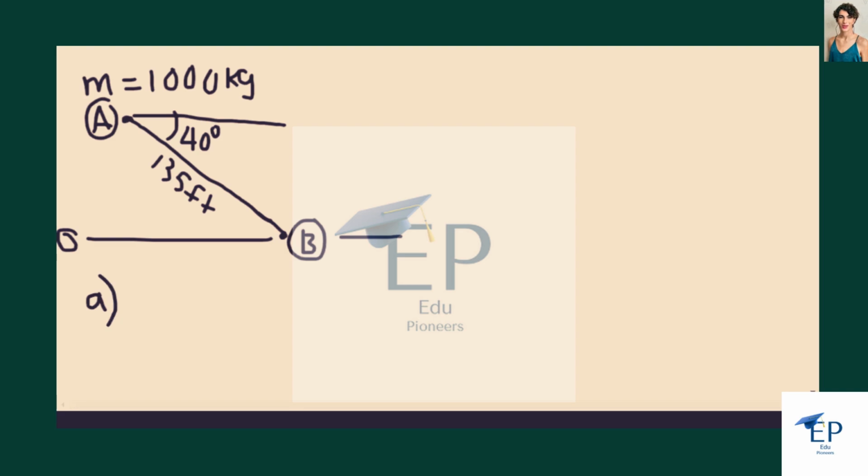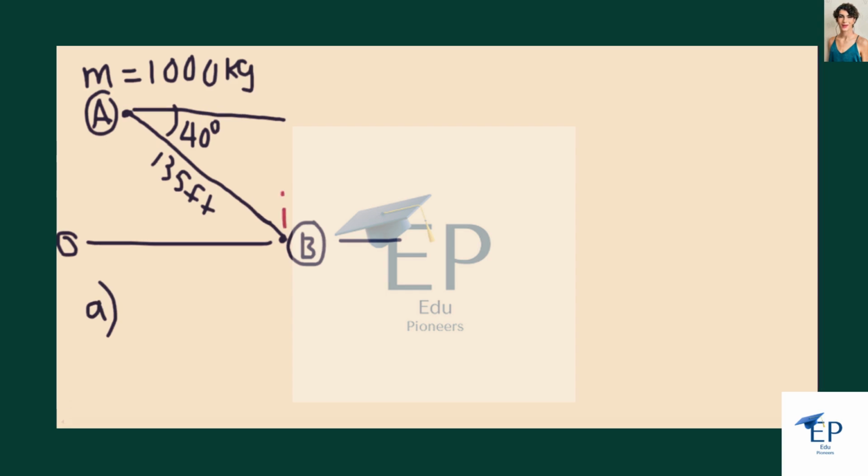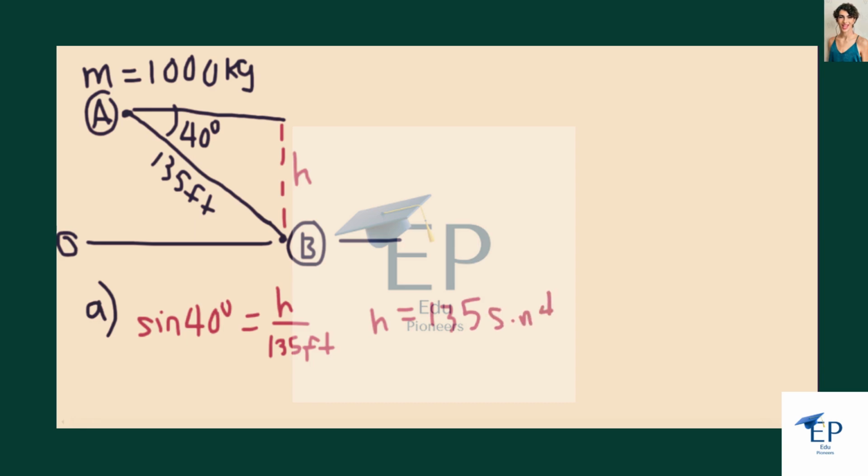All right, I drew a very simplified diagram of the situation. First thing that I want to do is find this height here. So I'm going to call that height. The sine of 40 degrees is the height over 135 feet. So the height is going to be 135 times the sine of 40 degrees, and that's going to be in feet.